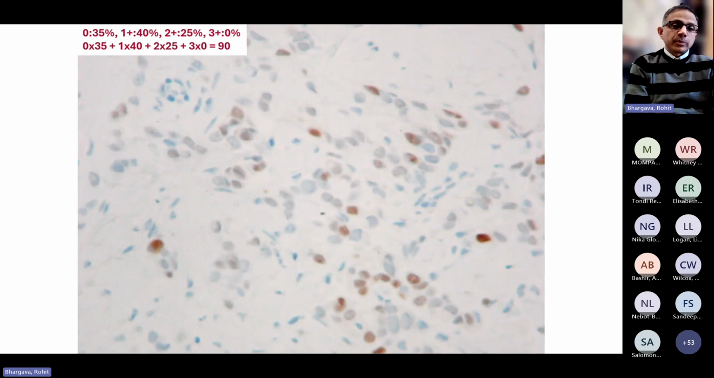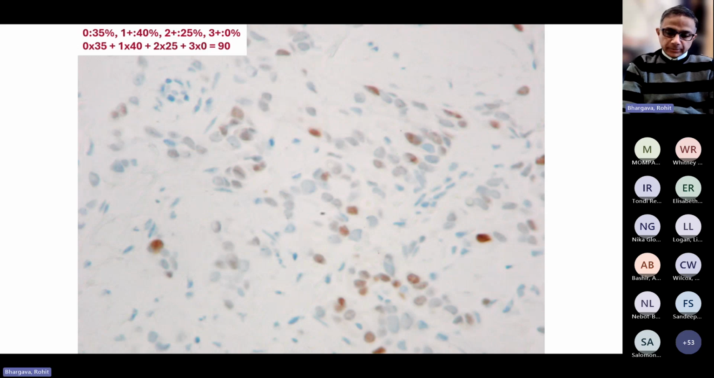In contrast, in this particular tumor, there are hardly any cells with 3 plus intensity except for this one cell. So 35% of the cells are negative, 40% are staining weakly, and 25% are staining moderately. Consequently, the H-score is 90. So it's a way of semi-quantifying the results on immunohistochemistry, which can obviously be used in multi-parameter testing.